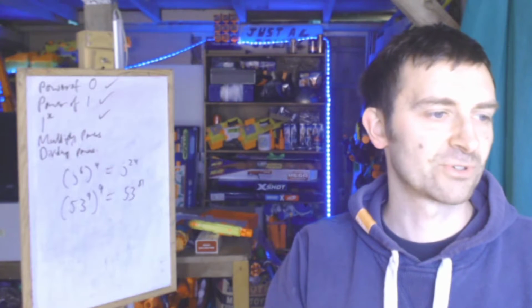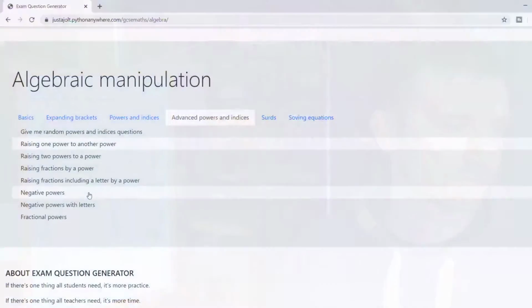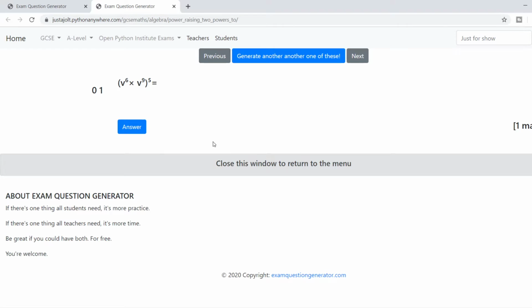Okay, next rule that we are going to cover here is raising 2 powers to a power. This is basically an extension of what we were doing before, but we'll go ahead and do that. It's a combination of multiplying powers and raising powers to a power. So you've got v to the power of 6 times v to the power of 9, and all of that to the power of 5.